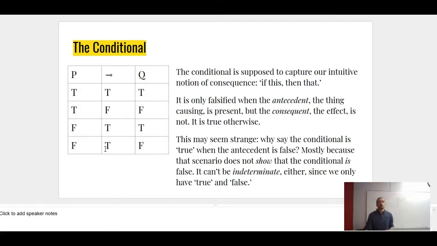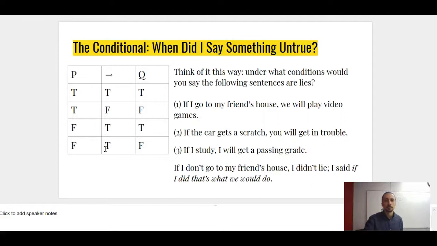However, if you don't water the plants and they grow anyway, I didn't say something false. I said, look, if you water the plants, they'll grow. The result of watering the plants is growth. And it's only falsified, it's only shown to be false if you do the thing and then the effect doesn't happen. Right, so under what conditions is the sentence falsified is the way you should think about the conditional.